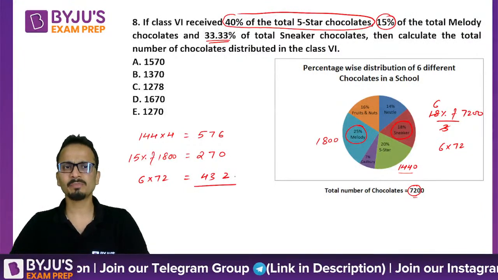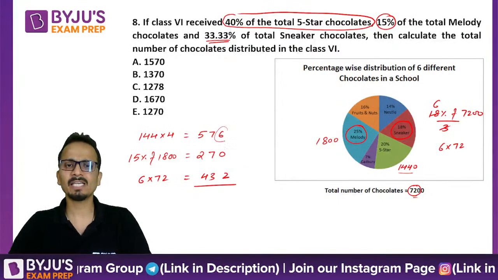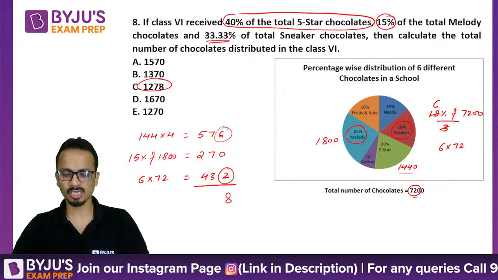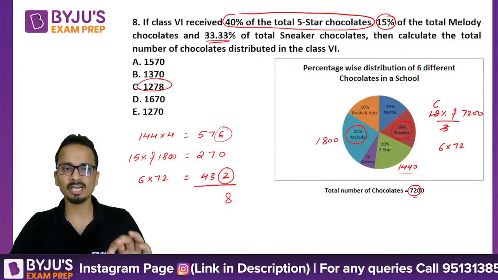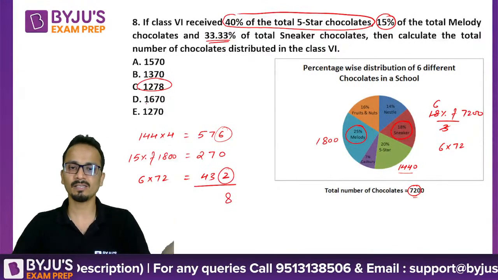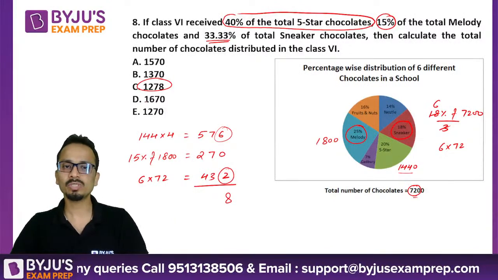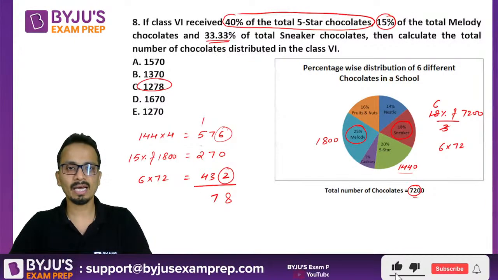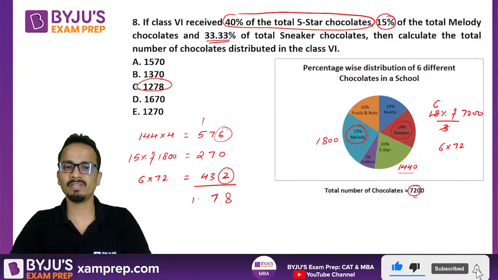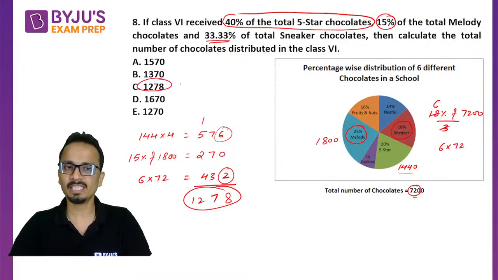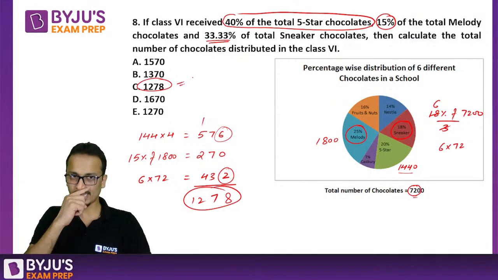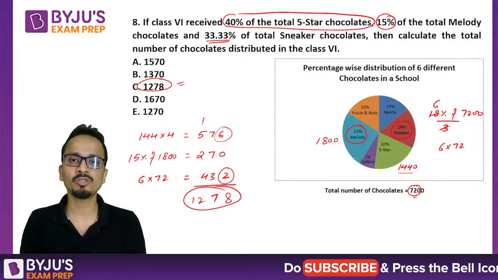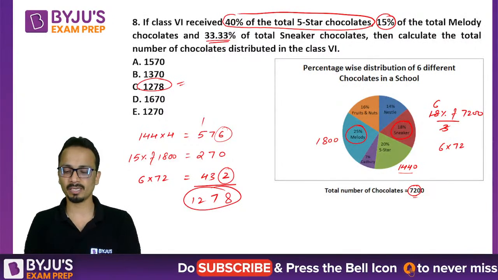Now add करना है इसमें. Add करने पे साफ साफ दिख रहा है कि clearly दिख रहा है कि unit digit 8 होना चाहिए. And options में there is only one option which has a unit digit of 8. So yes, the correct answer will be 1278. Even if I'll add this 7 यहाँ पे 1 and 9 10 11 12. So 1278 will be the correct answer. So yes, option C, 1278 is the total number of chocolates distributed for class 6 in this particular question.